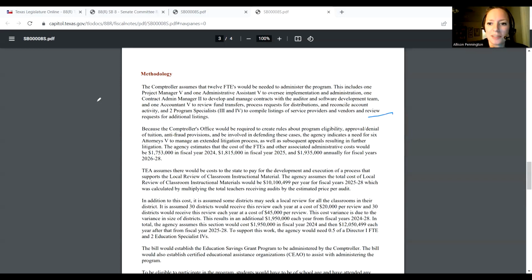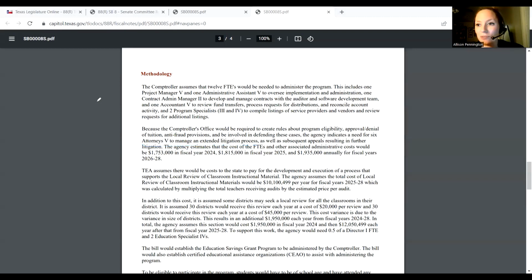One of my favorite paragraphs comes next. Because this program is going to involve creating a resource that is limited, that means there are probably going to be people who are not going to get their application approved and are going to be upset about that and want to challenge that legally. It may also mean that there are going to be some potential private schools and vendors who think they should be approved and they're not, and they want to challenge that. And so the Comptroller's office indicates a need for 6 attorneys to manage an extended litigation process.